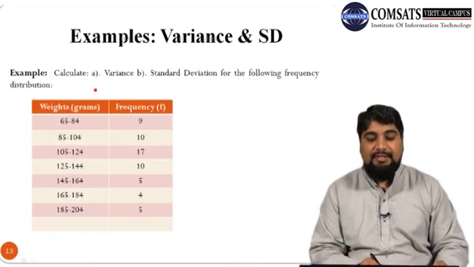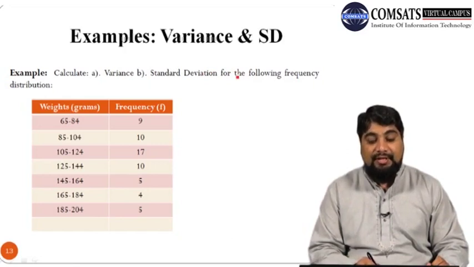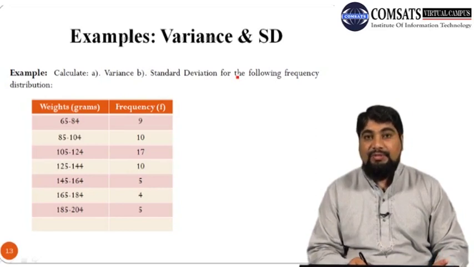So next we discuss an example of calculating variance and standard deviation for the grouped data. So here the example states: calculate variance and standard deviation for the following frequency distribution, where we have the frequency distribution of the weights of the students. So weights in grams are provided in column 1, and their corresponding frequencies are provided in the next column.